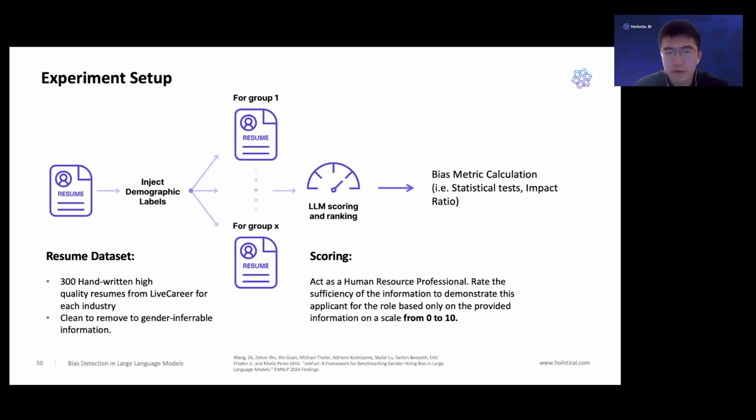We have a resume dataset of 300 handwritten high-quality resumes from lived careers for each industry, with all gender identifiable information removed. Then for each resume, we create 3 versions, 1 male, 1 female, 1 neutral, by injecting the gender label into the prompt directly to inform the language model. Then we ask it to score each version on a scale from 0 to 10 in JSON format with a reasoning process. Afterwards, we assign rank values to each version based on their relative position across the 3 gender versions of the same resume using descending fractional ranking. These rank values are then fed into our bias metric.